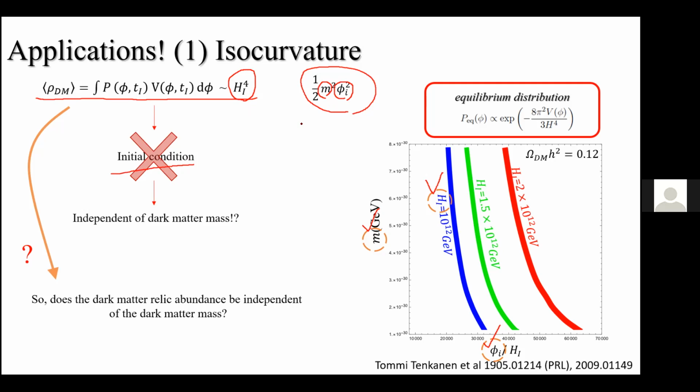Then how about the mass? Because here we had 1 free parameter, right? Then we delete one of them. So here we have 2. How about this mass? Because this equation looks mass independent.